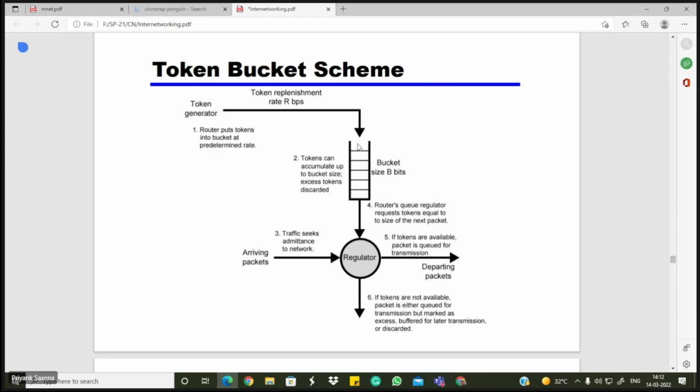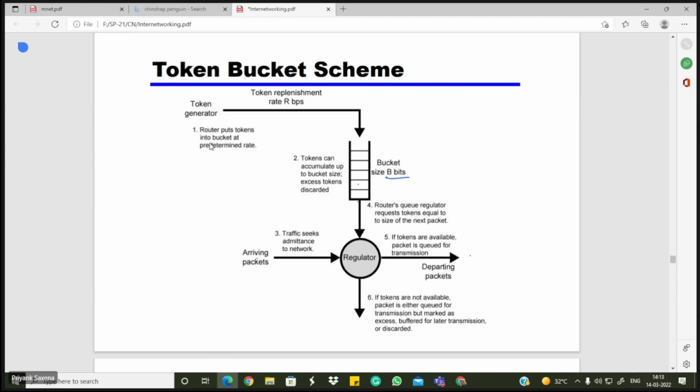So here we have a bucket of size B bits. This bucket has a token generator which is continuously generating tokens and putting them in this bucket. The number of tokens available in the bucket indicates how much the bucket is filled, right? How many bits are there in the bucket? Based on that, if that size matches the arriving packet size, the regulator allows the packet for queuing. Otherwise, it holds the packet.